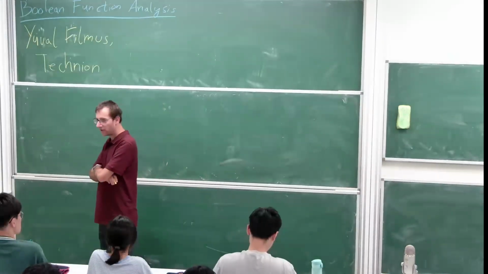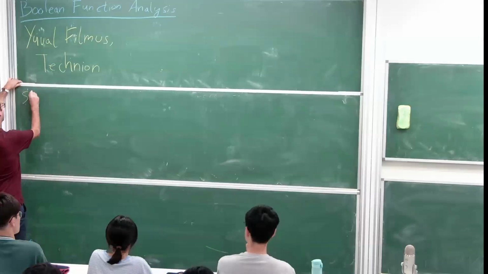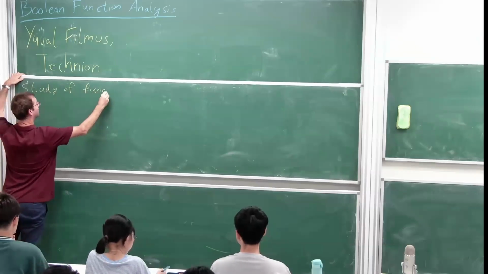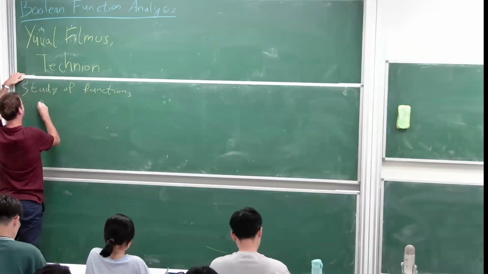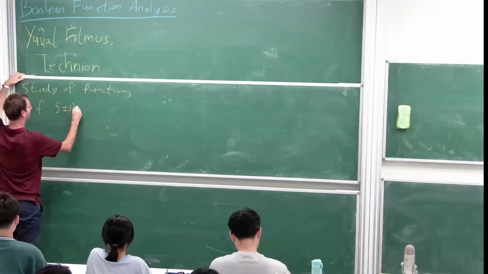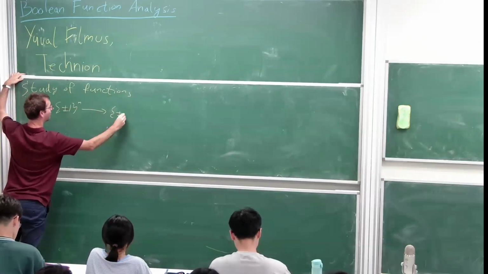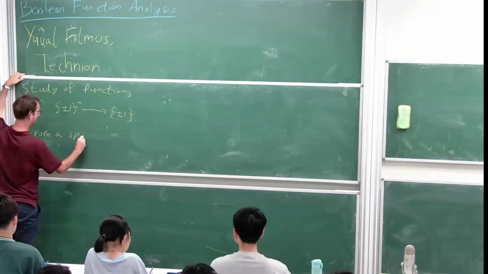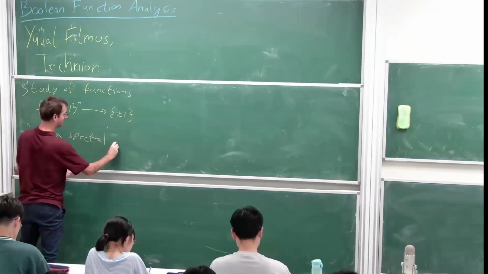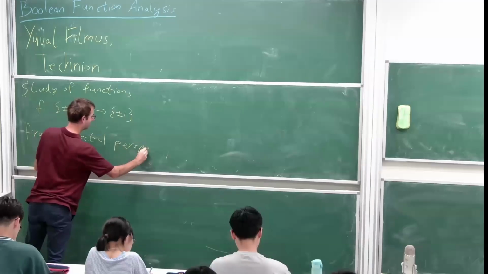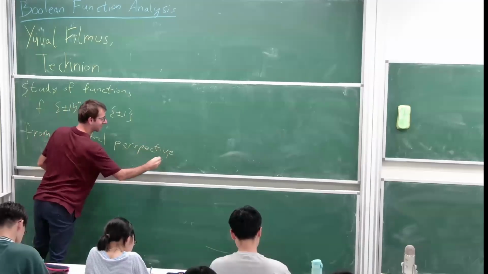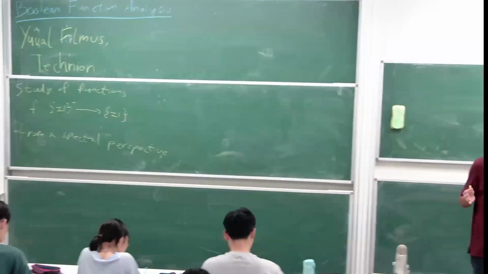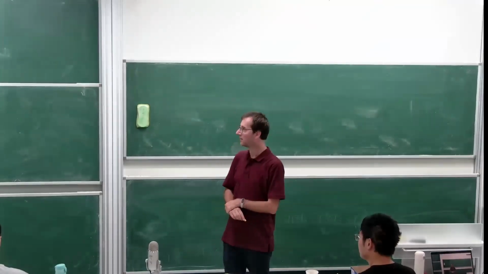Okay, so what is Boolean function analysis? It's the study of functions f from plus minus 1 to the n to plus minus 1 from a spectral perspective. I'm using plus minus 1 to the n because it's a bit more convenient for me, but sometimes you see 0, 1 to the n. We will also see 0, 1 to the n in the future.